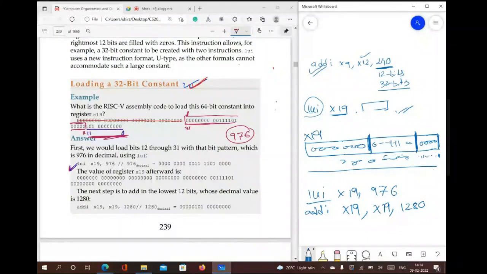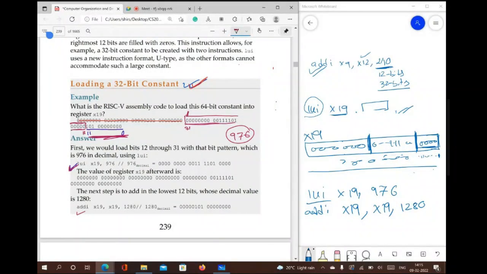So if you want to load a 32-bit constant like this, first you go with LUI and load bits 12 to 31 into the register, and then the rightmost bits will be 0. Then we go for the add immediate instruction, and whatever bits are left will be added to the content of x19. In this way, you can load a 32-bit constant into the register using these two instructions, LUI and addi. But there is a problem, which I'll discuss later.